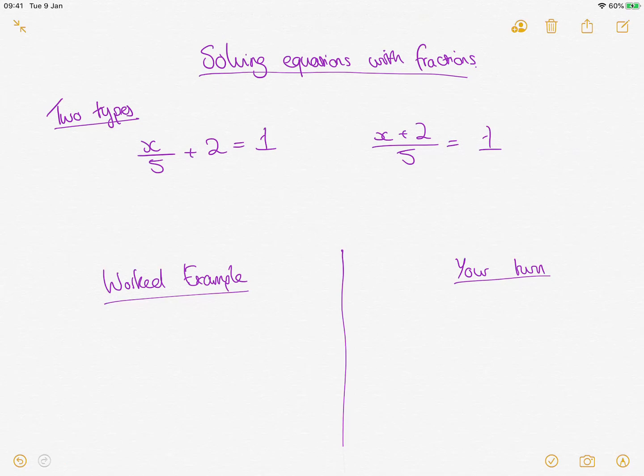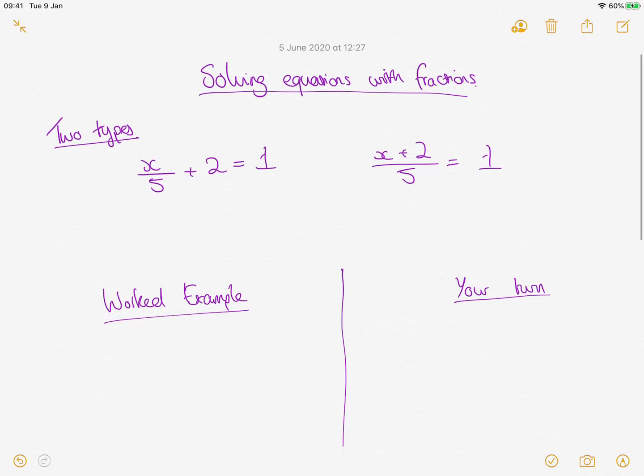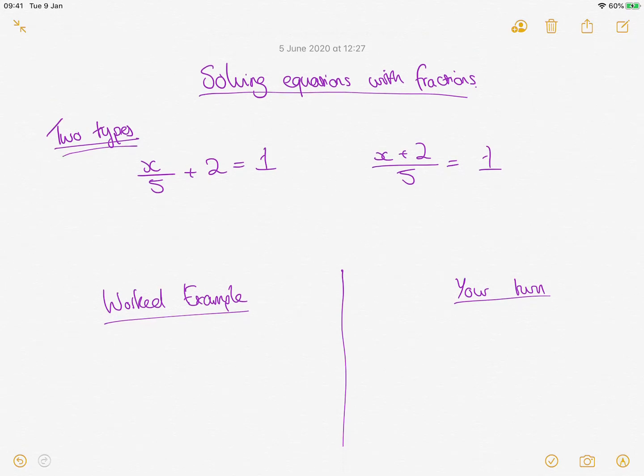Hi, you're right. Today we're going to look at solving equations with fractions. So, first thing to note is we're going to look at two types, and we have seen this before, but I think it's definitely worth going over again. One type is where the fraction is just over the variable, just over the letter. So here we've got x over 5 add 2.